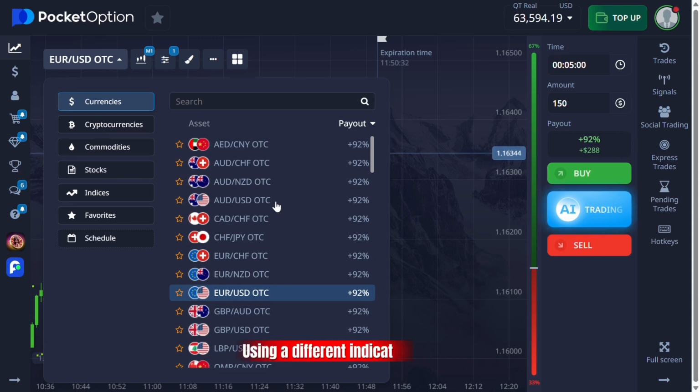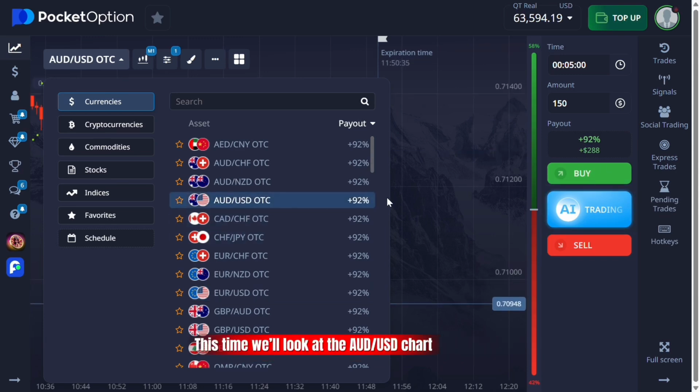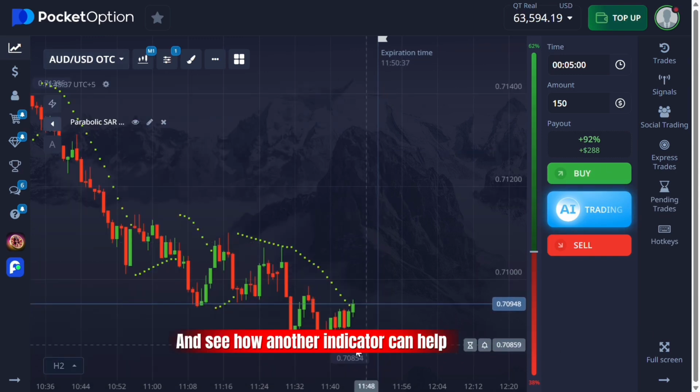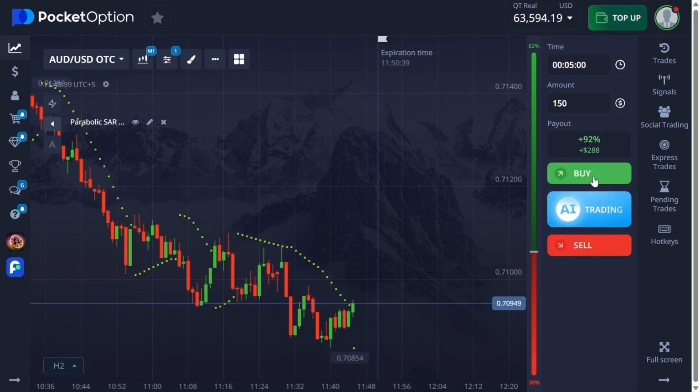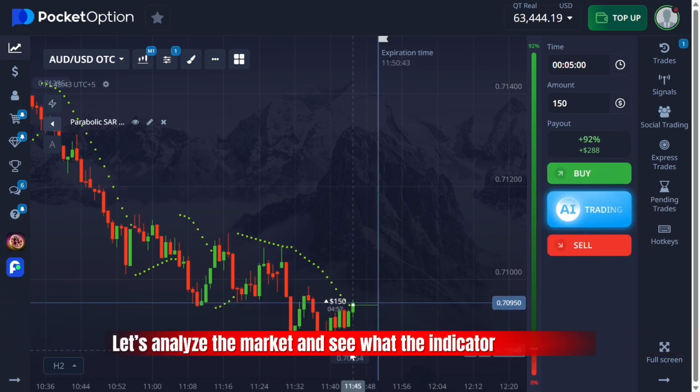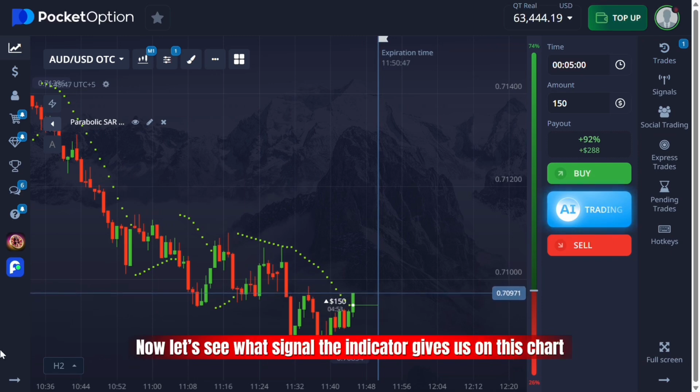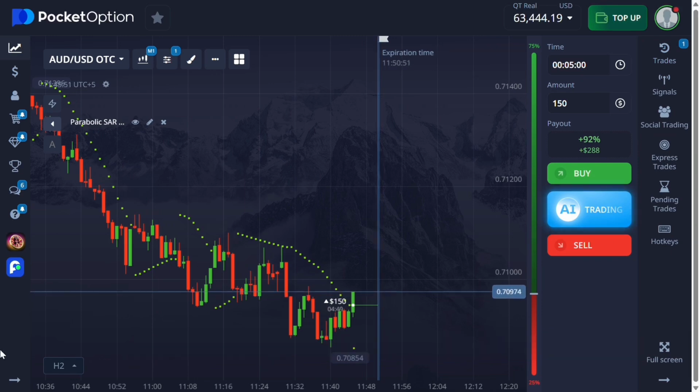Using a different indicator, this time we'll look at the AUD-USD chart and see how another indicator can help us find a trading opportunity. Let's analyze the market and see what the indicator is telling us. Now let's see what signal the indicator gives us on this chart.